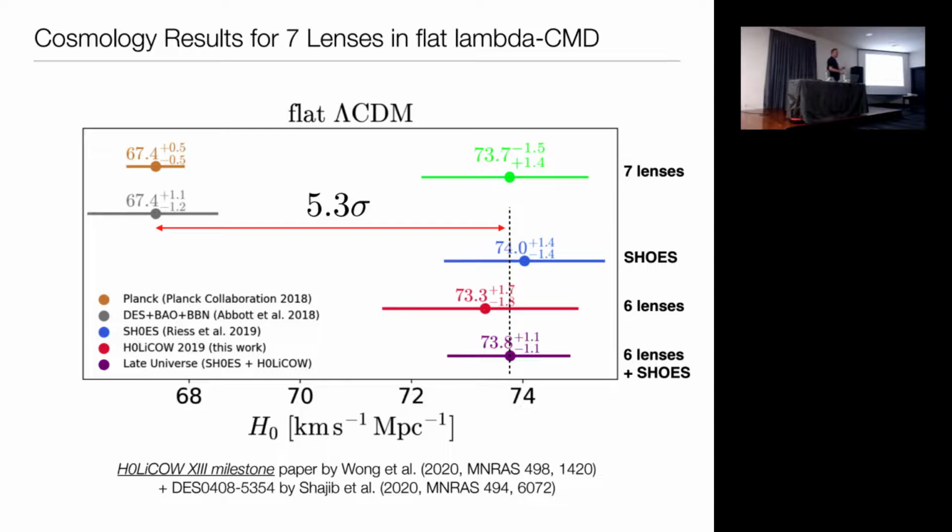Since supernovae and lensing are completely different, there is absolutely no correlation between what you get with supernovae and with lensing. You can combine. That's the result you would get. Now, if you trust this and trust this, then there is a 5.3 sigma tension between the Planck value of H0 and the local measurement.